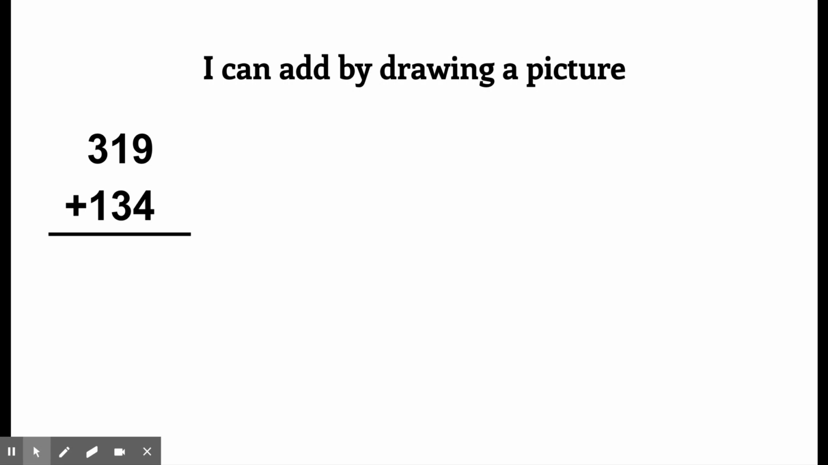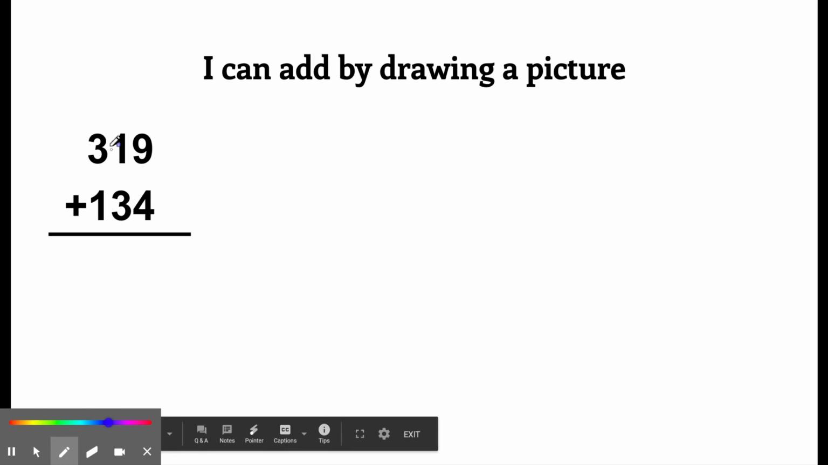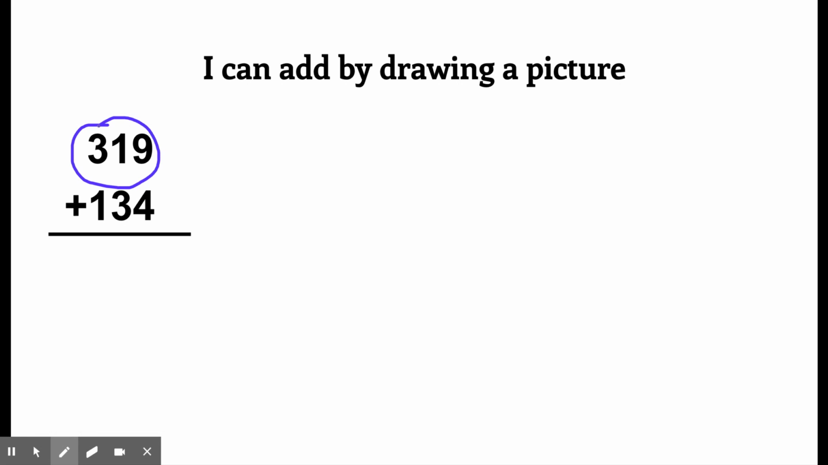One way we know how to add two three-digit numbers with regrouping is by drawing a picture. When we do this, we start by drawing the big number, or the first number, as hundreds, tens, and ones. So here that would look like 3 hundreds, 1 ten, and 9 ones. When I draw my ones, I like to draw them as if they were in a 10 frame so I can easily see if I have more than one 10.